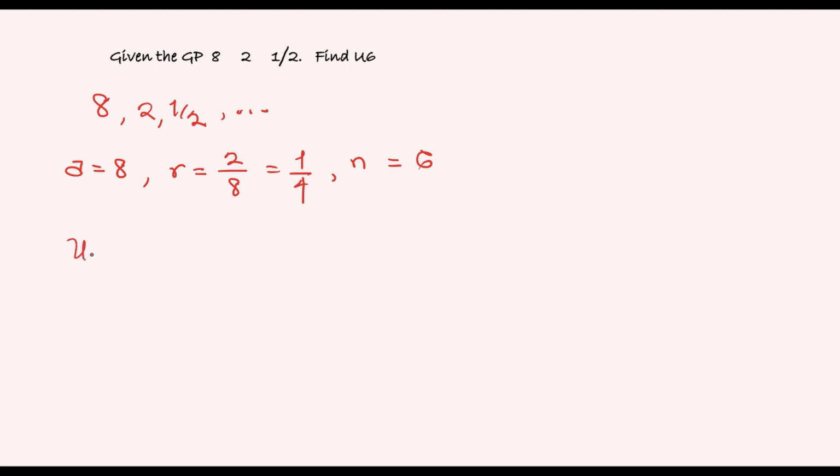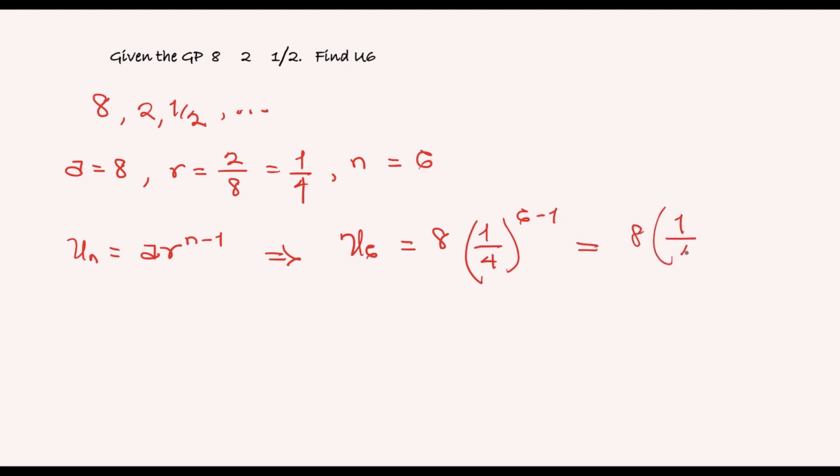So we would recall that un is equal to a r raised to power n minus 1. So this is u6 equals a, which is 8, multiplied by r, which is 1 over 4, and we're raising this to the power of 6 minus 1. So this is the same as 8 multiplied by 1 over 4 raised to power 5. We know that this is the same as saying 8 multiplied by 1 over 4 raised to power 5, because 1 raised to power 5 is still 1.